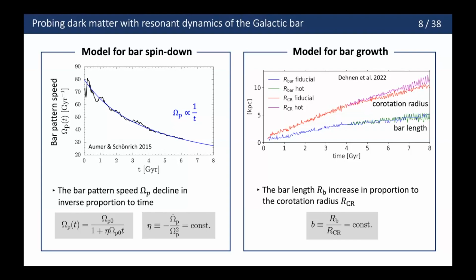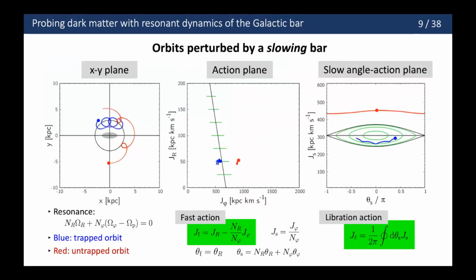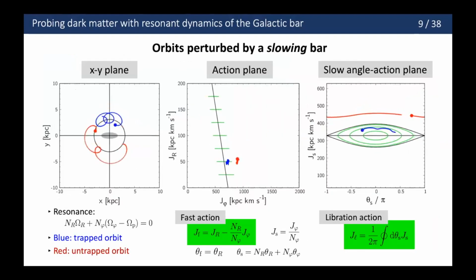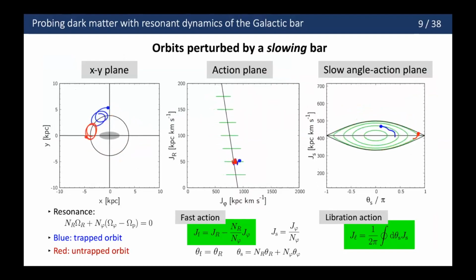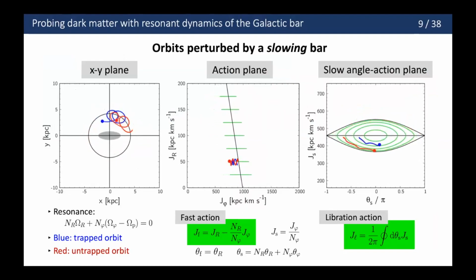And then as the bar slows down, its corotation radius expands radially outward. At the same time, the bar grows in length. So I modeled the bar's potential such that its characteristic radial length increases in proportion to the corotation radius. Now using this model, I will make the bar slow down. You can see that as the bar slows down, the corotation radius is expanding radially outwards.